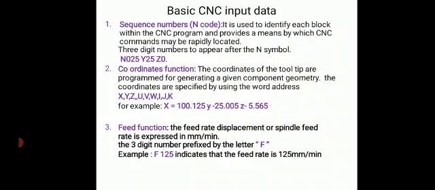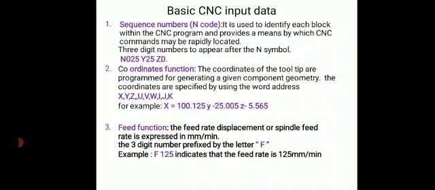Second one, coordinate function. The coordinates of the tooltip are programmed for generating a given component geometry. The coordinates are specified by using the word address: X, Y, Z, U, V, W, I, J, K. For example, X value 100.125, Y value 25.005, Z value 5.565.